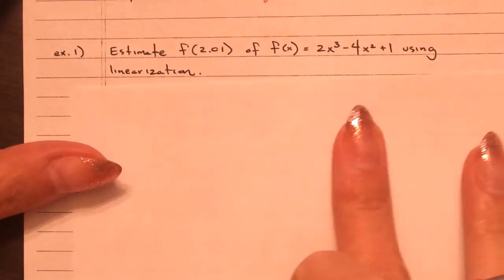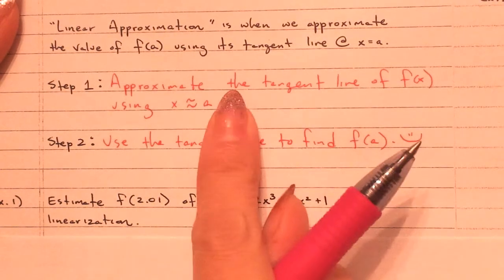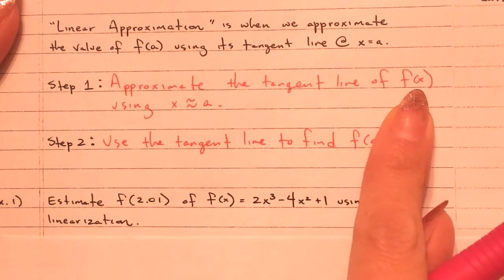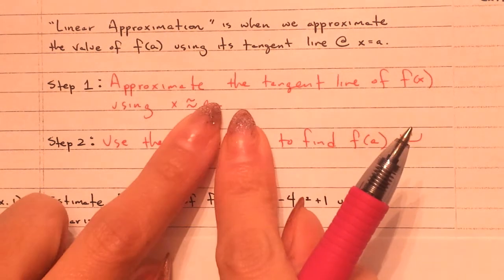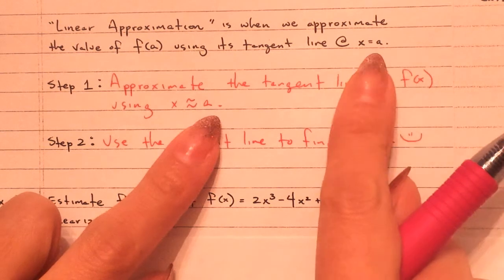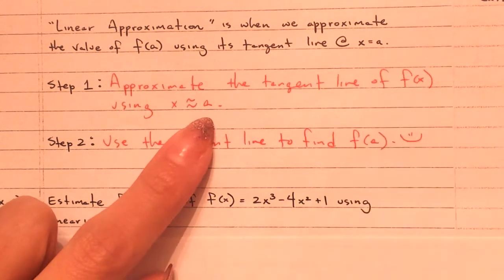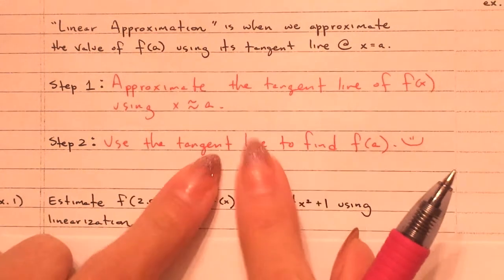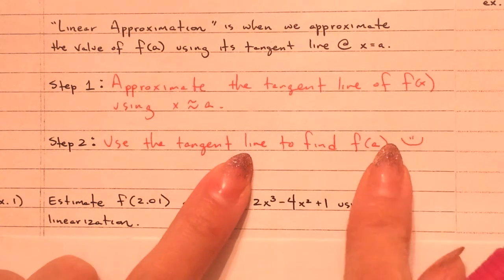So example 1. Approximate the tangent line of f of x using, so that's what I said, right? We make a tangent line using x is approximately a. So we don't use a, we use approximately a. So we round down or round up, and then we use that tangent line to find f of a.